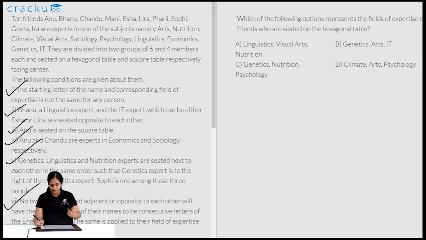Option A has visual arts, so we can remove that. Option B has genetics, arts and IT, which are part of the hexagonal table, so option B is fine. Option C has psychology, psychology is on the square table. Similarly, option D also has psychology, which is also on the square table. So the right answer is option B.